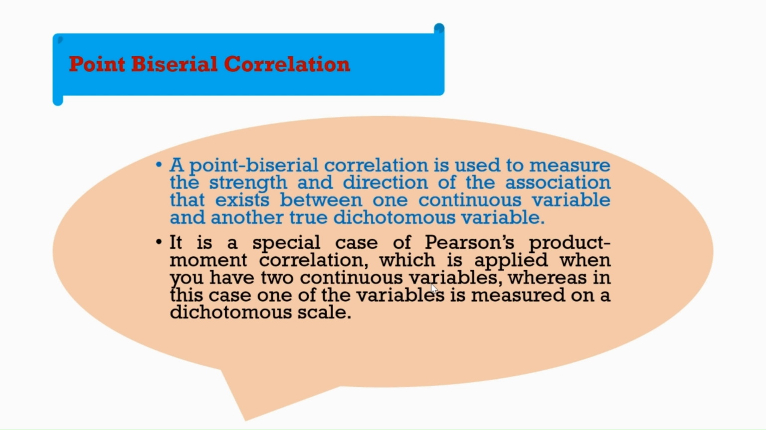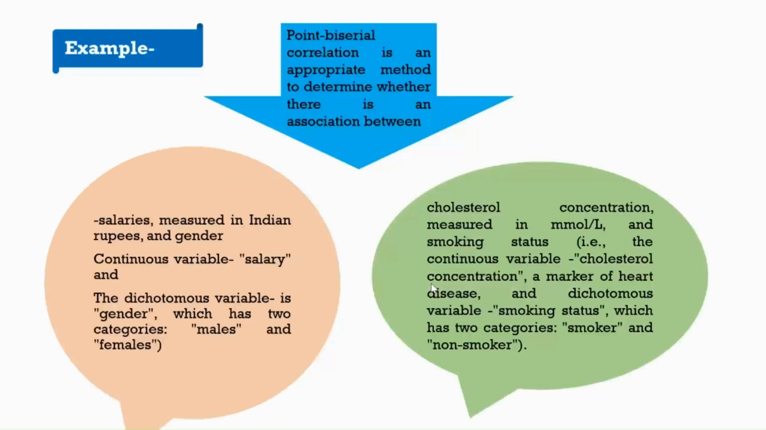It is a special case of the Pearson product moment correlation, which is applied only when we have two continuous variables, whereas in this case one of the variables is measured on a dichotomous scale. If there is a dichotomy in the second variable, and the nature of the dichotomy is true and not artificially made, then the point biserial correlation method will be used. With the help of these two examples, we will explain this point biserial correlation.